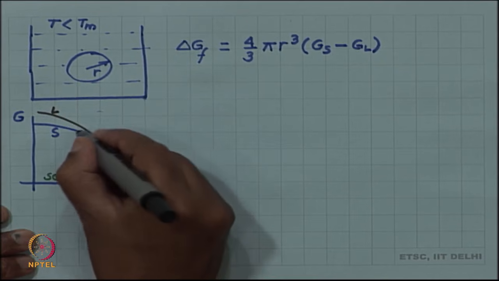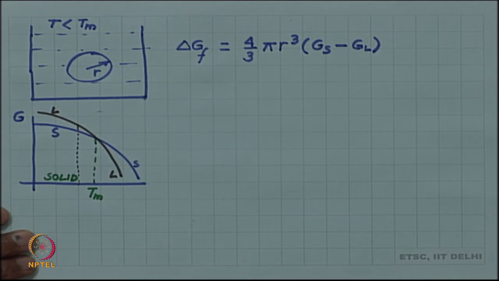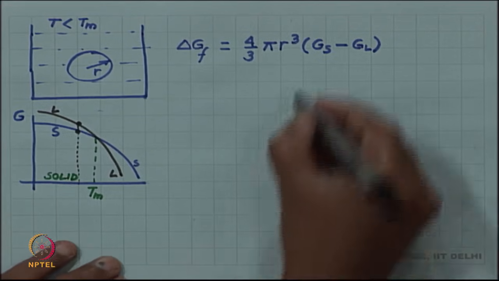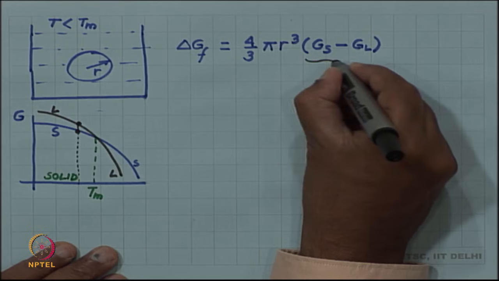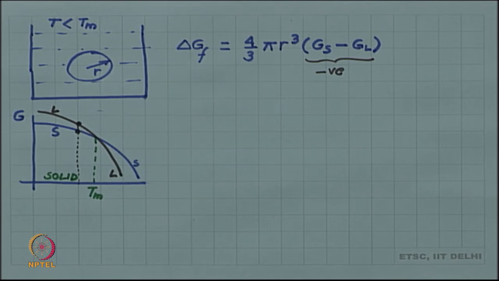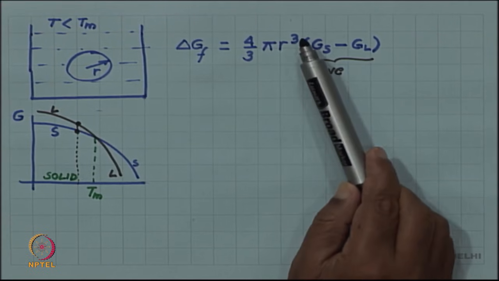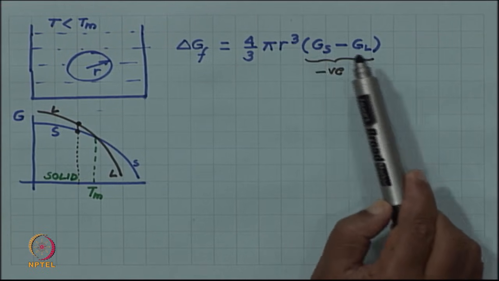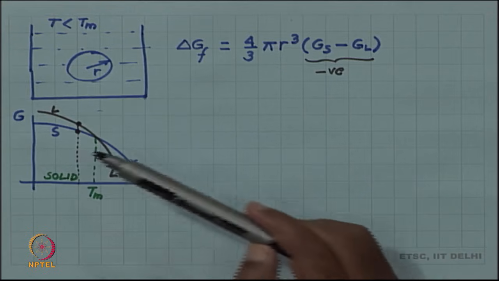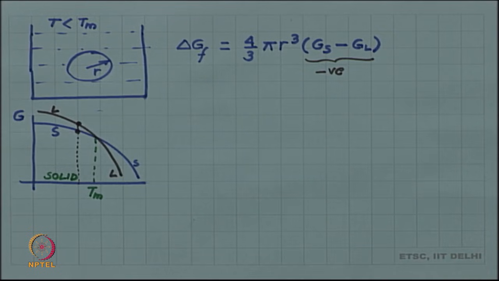So, if temperature is below Tm, if you are working here, then liquid has higher free energy, Gl is higher, Gs is less. So, this term is negative. So, Gs minus Gl is negative. So, there is a reduction in free energy, and so this will show that for whatever the radius r may be, since Gs minus Gl is negative, delta Gf will always be negative. So, a transformation is possible irrespective of whatever the radius r we consider.